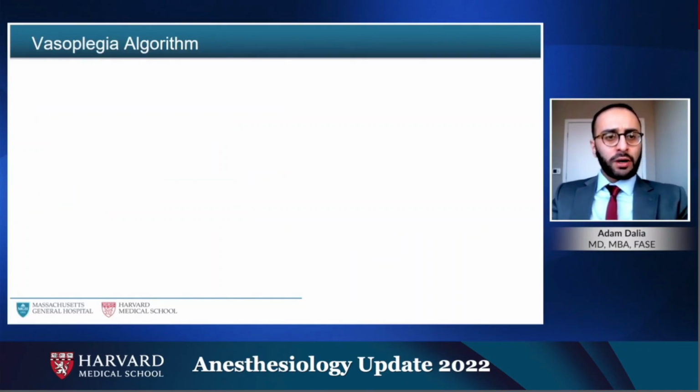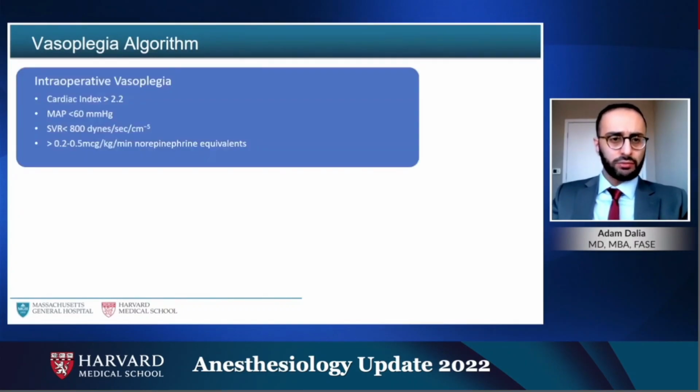So to wrap up, let's walk through a little bit of an algorithm that we have when we encounter vasoplegia in the operating room. The first is diagnosing that vasoplegia. So again, the cardiac index is greater than 2.2, we have a MAP less than 60, an SVR less than 800, and we have greater than 0.2 to 0.5 mcg/kg/min of norepinephrine equivalents.